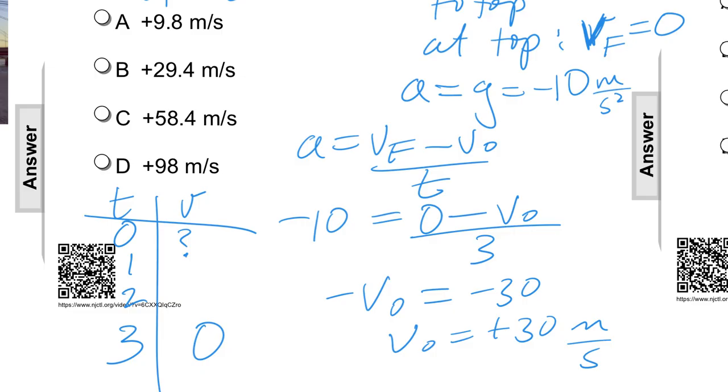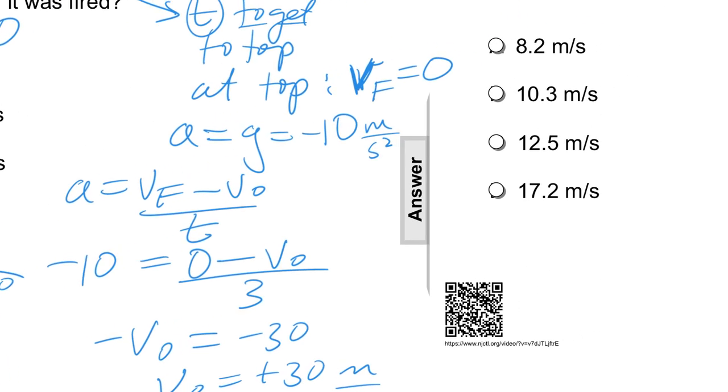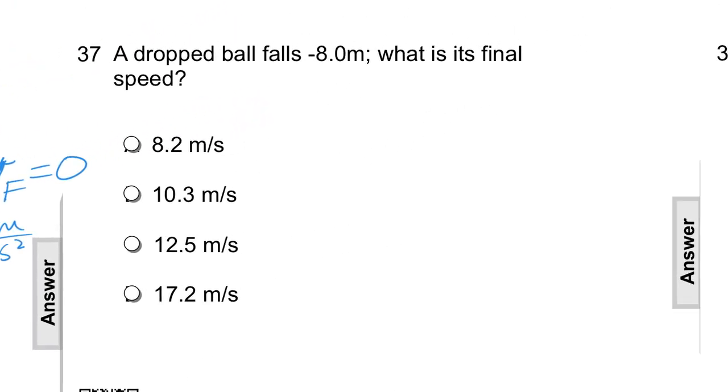The speed's decreasing as I go, but it's decreasing by 10 every second. So this had to be 10, 20, and this had to be 30. Okay, so you can do it a super easy way and not go through all the equations.